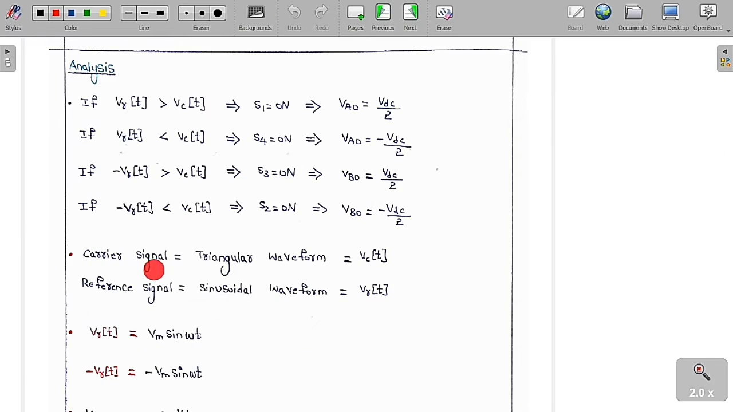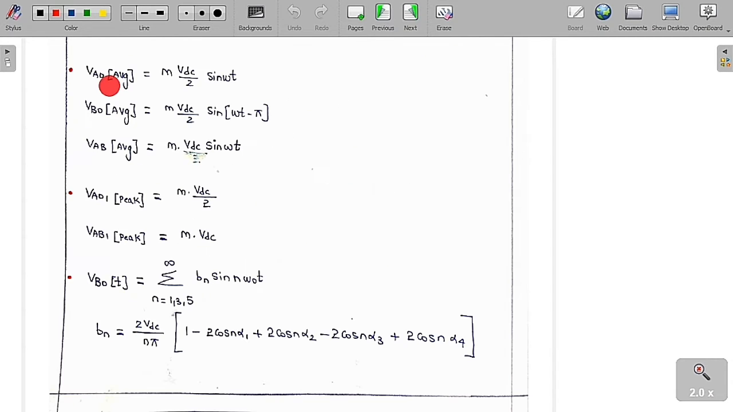For the carrier signal, I have already told you we are going to use the triangular waveform, which is VC of t. As a reference signal, we are going to use the sinusoidal waveform VR of t. So VR of t is equal to Vm sin omega t, and minus VR of t is equal to minus Vm sin omega t. If you apply the basic principle as we did in the bipolar, the average value of the pole voltage V0 is equal to M into the peak value VDC by 2 into sin omega t.